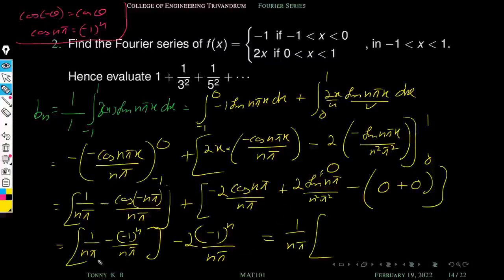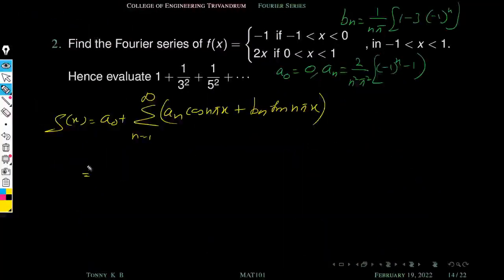Okay, here 1 by n pi is common, you can take outside. So this term is 1, and there is a minus of minus 1 raised to n, and minus 2 times minus 1 raised to n. Combining these two, this becomes minus 3 times minus 1 raised to n. So this is our bn. Now we have a0, an and bn. Now we are ready to write the Fourier series.